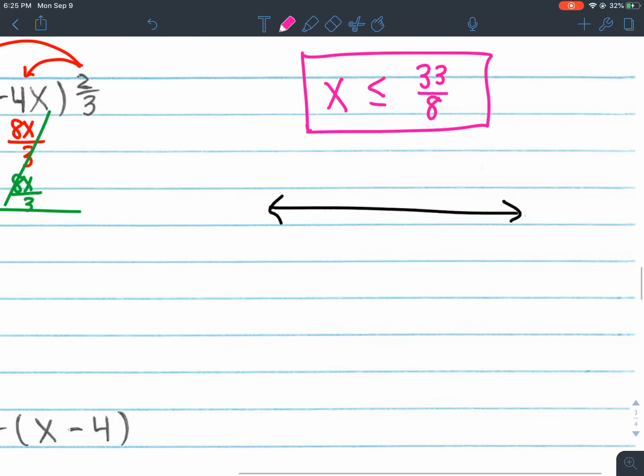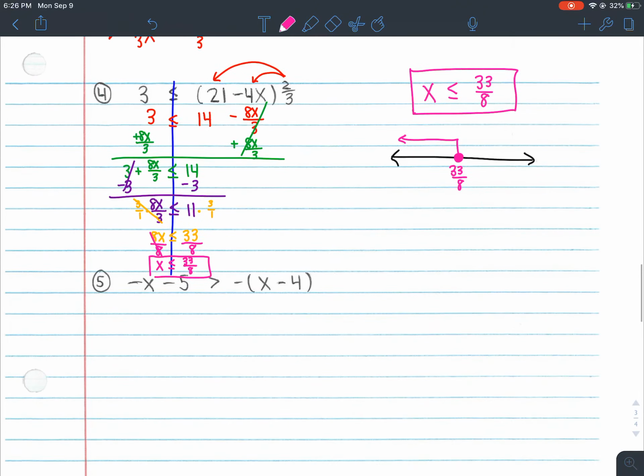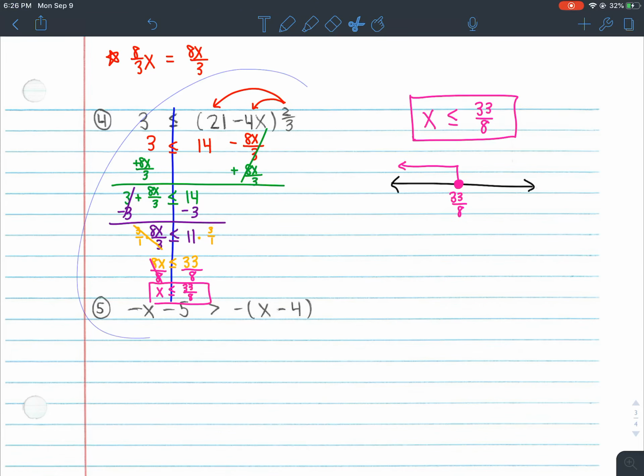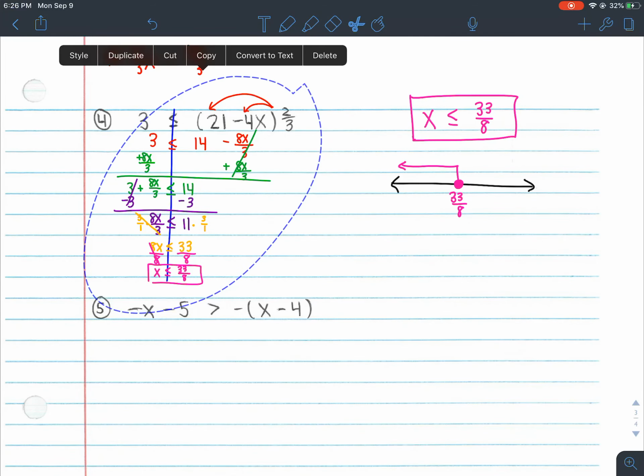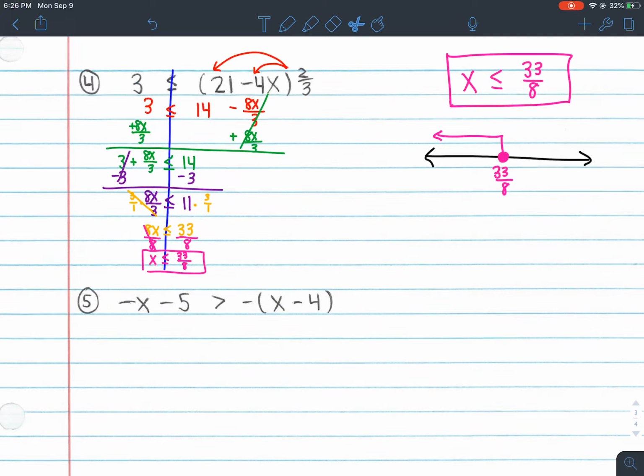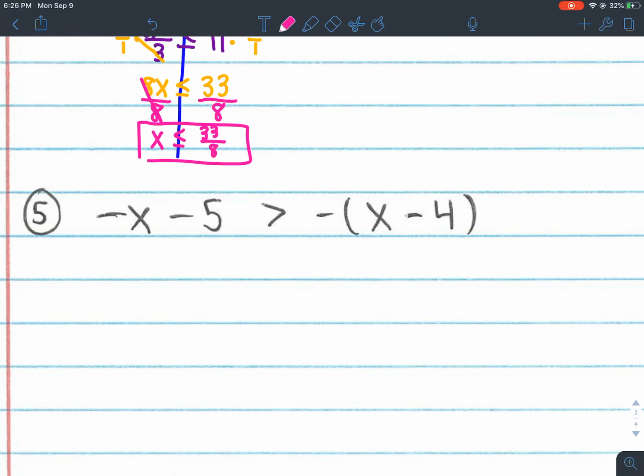Well, regardless of what my number is, I know I'm going to have a closed circle, because it's less than or equal to. And I have 33 over 8, so it doesn't matter what number it is. And then it's x is less than or equal to 33 over 8. So if it's less than, I'm going to shade to the left. I'm going to go ahead and move this because it's a little too large. Right there. All right, number 5.